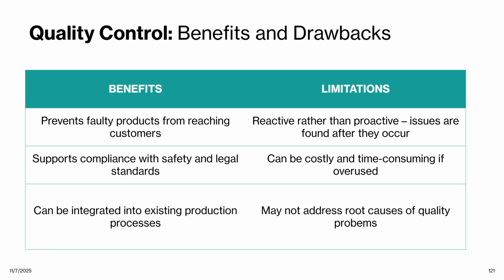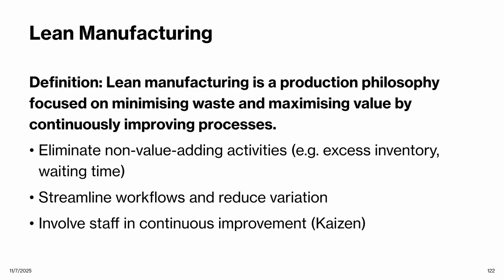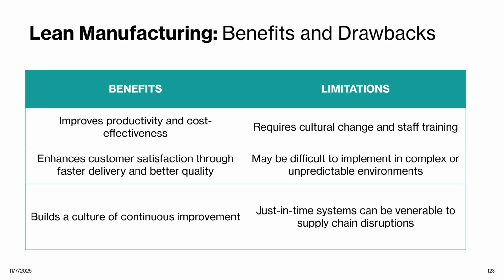It can also be costly and time consuming if overused and may not address the root causes of product quality problems. So lean manufacturing is a production philosophy focused on minimizing waste and maximizing value by continuously improving processes. So lean manufacturing eliminates non-value adding activities such as excessive inventory and waiting time. And it also streamlines workflows and reduces variation. This additionally involves staff and continuous improvement, which is Kaizen.